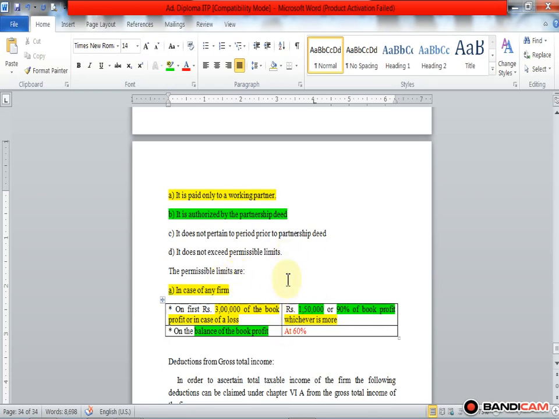So remember this, your whole solution, or the total taxable income, depends on the remuneration of partners. Okay, so first of all we add the remuneration of partners in inadmissible expenses. Then we get a deduction of those expenses in allowable expenses, and according to these permissible limits we can get a deduction of salary or remuneration of partners.